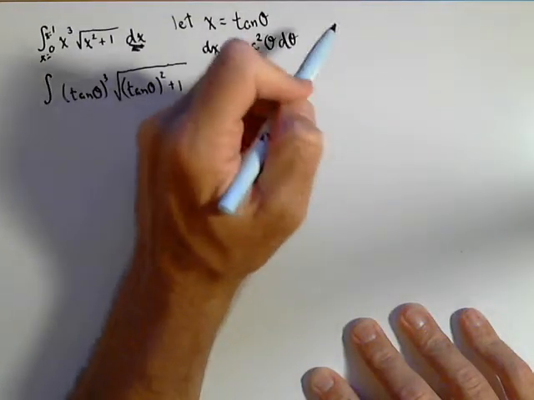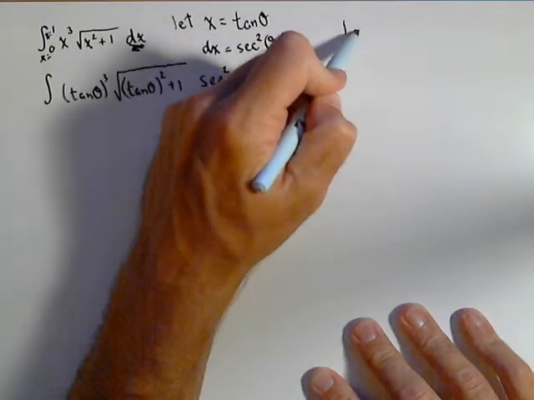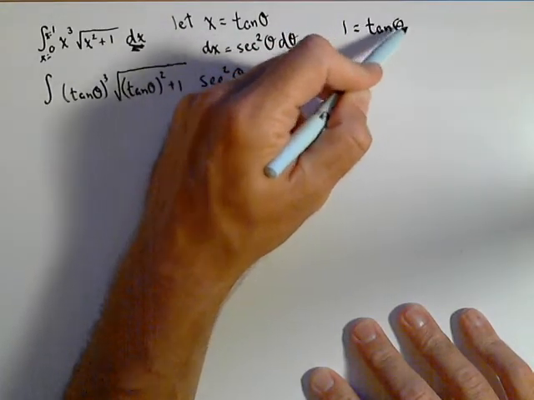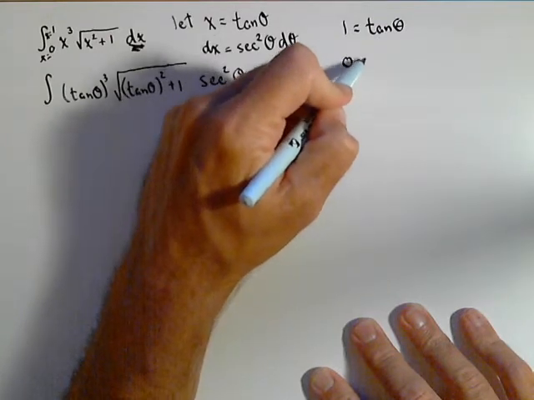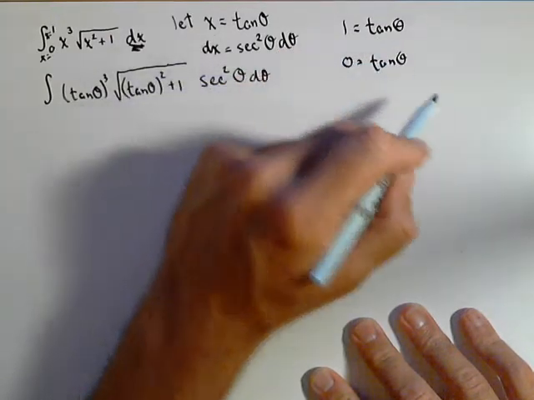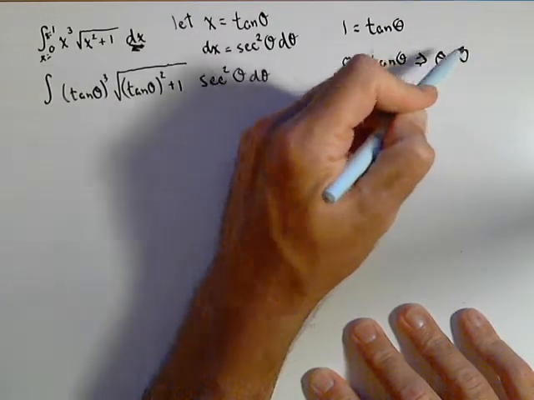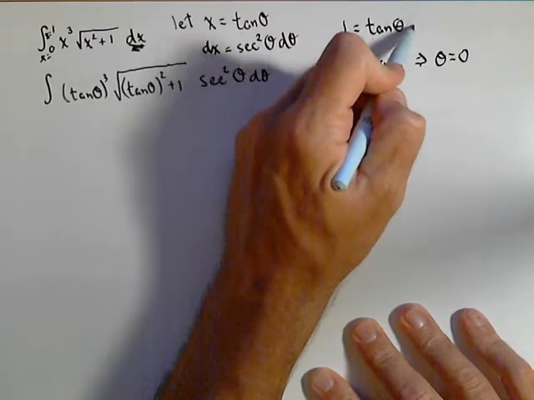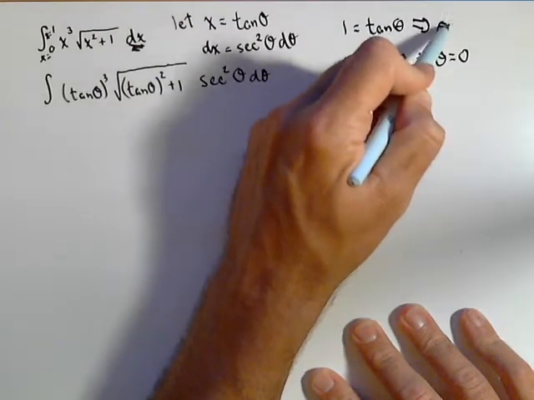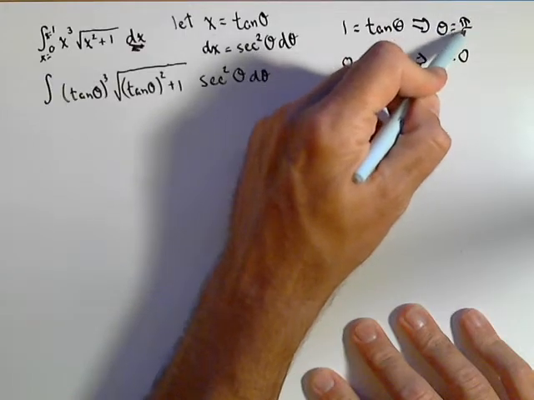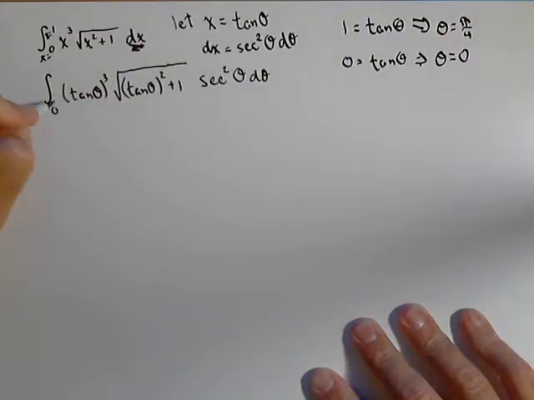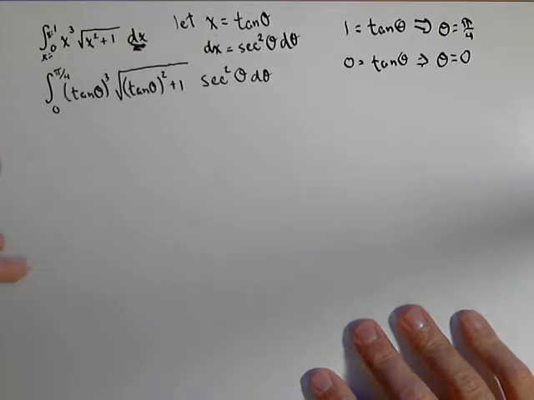So, to find what those are in terms of theta, the upper is going to be 1 equals tangent of theta, and the lower is going to come from 0 equals tangent theta. Now tangent is 0 at 0, so that means theta equals 0. If you remember, tangent is 1 where sine and cosine are equal, which is at pi over 4. So I'm going to change my limits to be theta values. Now I don't have to substitute back after I've done my antiderivative. Alright, let's simplify and see if we can solve this integral.